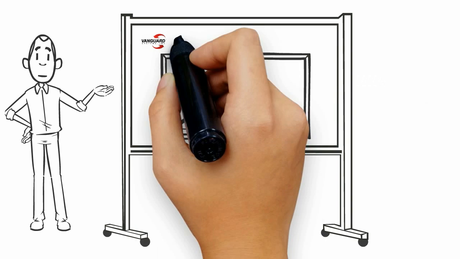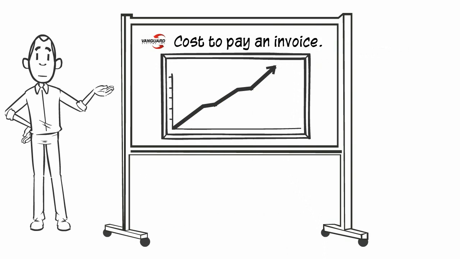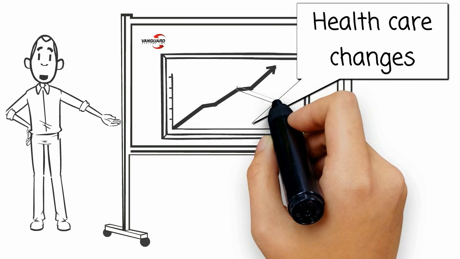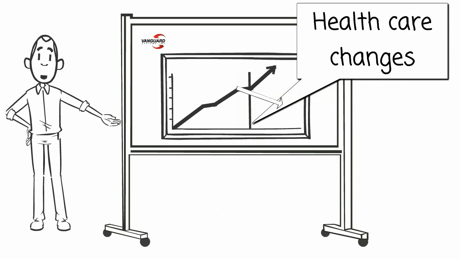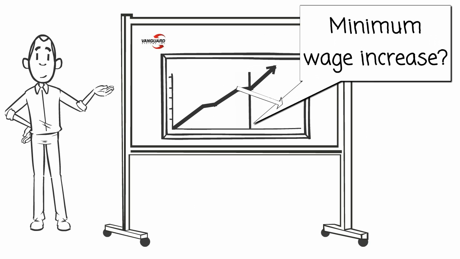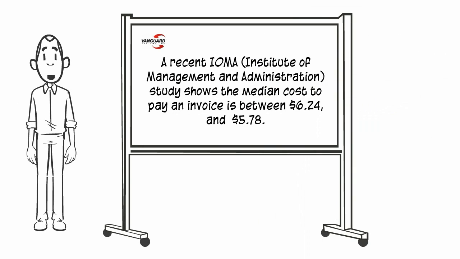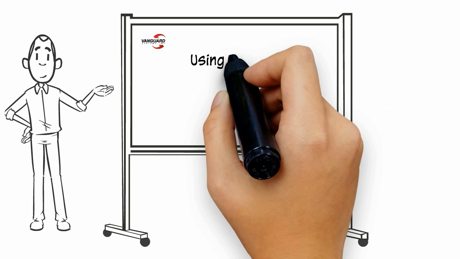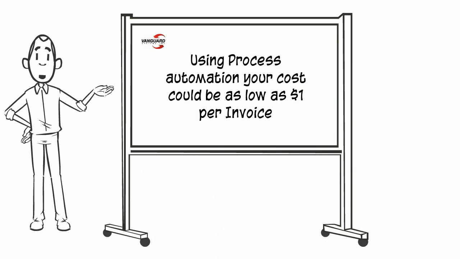What is your cost to pay an invoice? Take control of your costs before healthcare and other government regulations drive the cost even higher. The national average to pay an invoice is over $5. Using Vanguard's process automation, your cost can be as low as $1 per invoice.